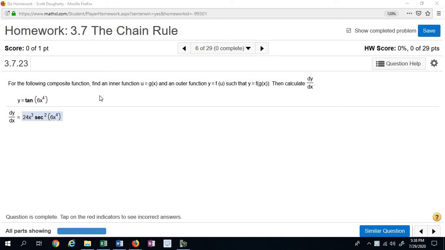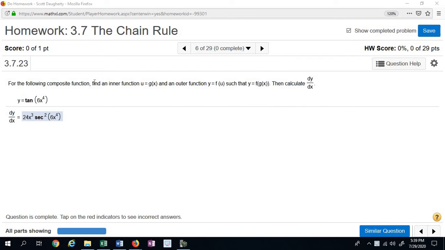Hello again. In this video, I'm going to go over this homework problem from 3.7. It says, for the following composition function, find an inner function where u is written as a function of x, g of x, and an outer function y, which is a function of u, f of u, such that y is f composed with g of x. And then calculate the derivative of y with respect to x. And of course, y here is tangent of 6x to the fourth.